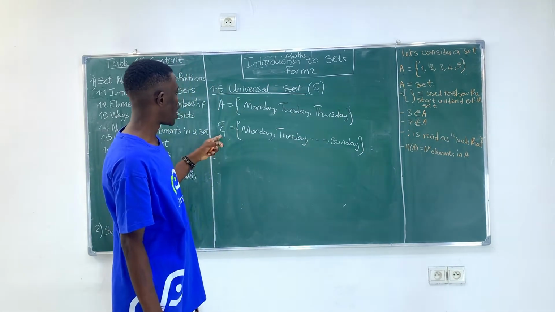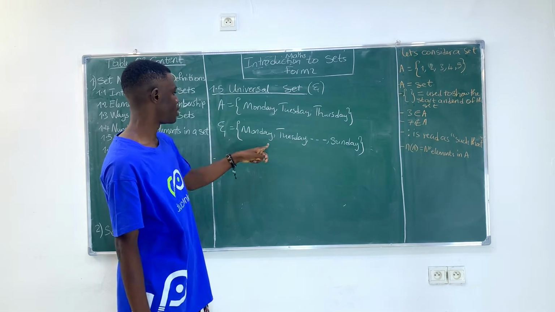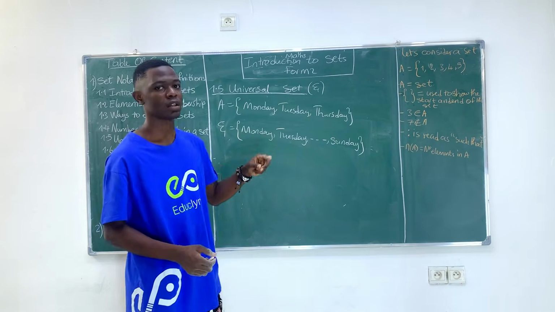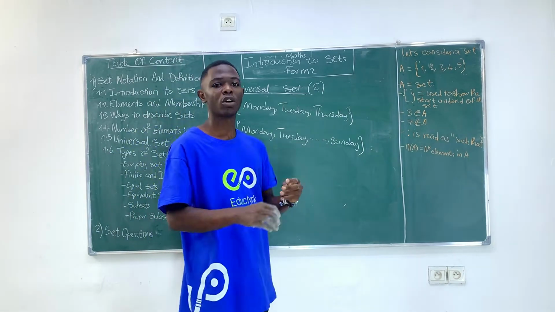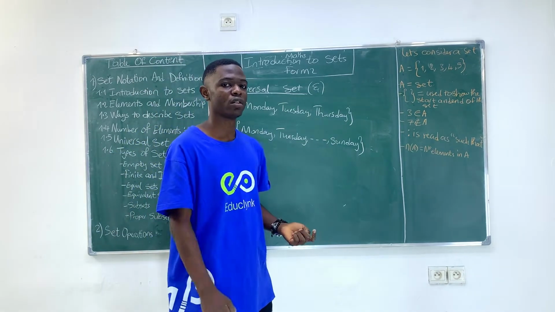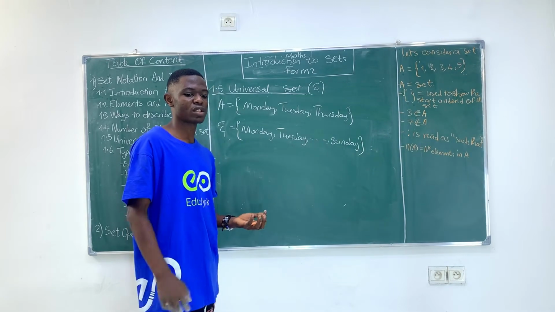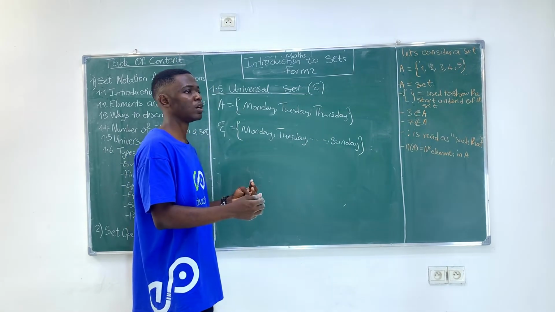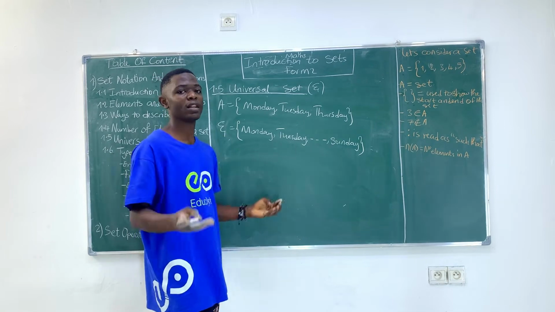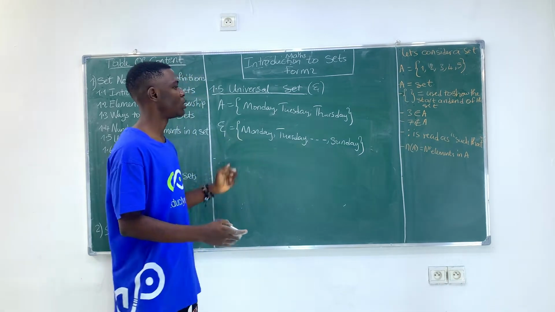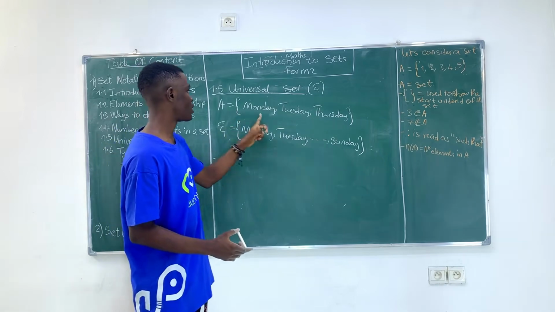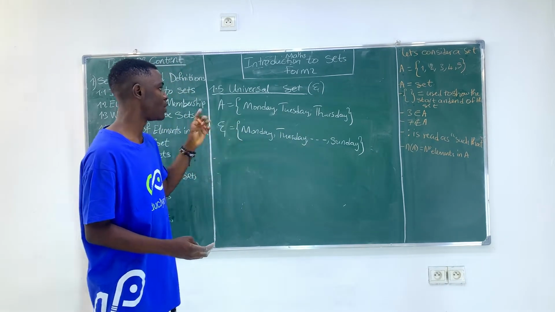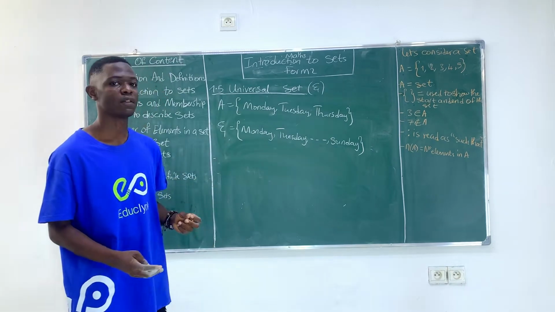So our universal set here is this: Monday, Tuesday, Wednesday to Sunday. You see, it encompasses all of the days of the week. So a universal set is just a set which contains everything in a particular context. Like here, if you have the set of days of the week, everything in this context of days of the week will be all of the days of the week.